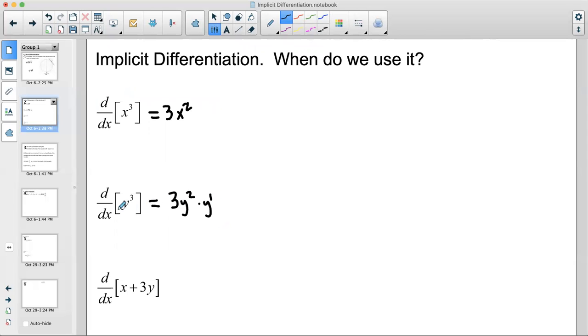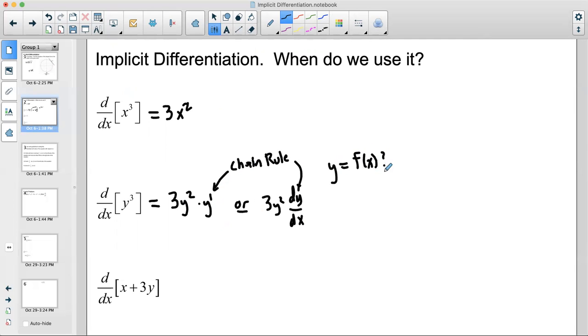So we would say the derivative with respect to x of y cubed is 3y squared times y prime, or sometimes we write it like this, 3y squared dy dx. So this extra piece comes from the chain rule. And it comes from the chain rule because we don't know if y is a function of x or not. It might be. And I don't know if it is, so I have to add this piece in case it is.